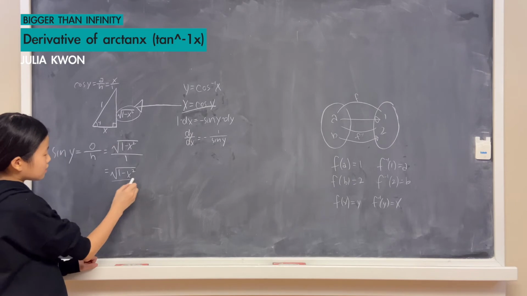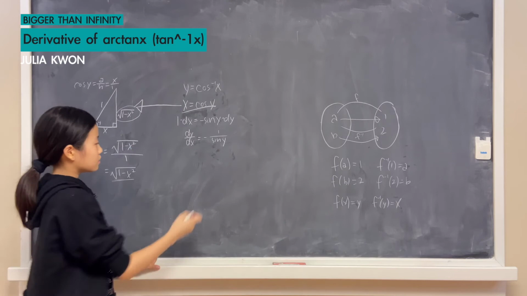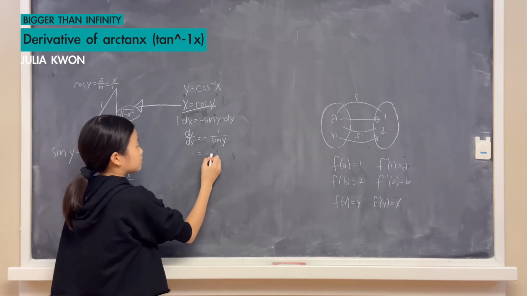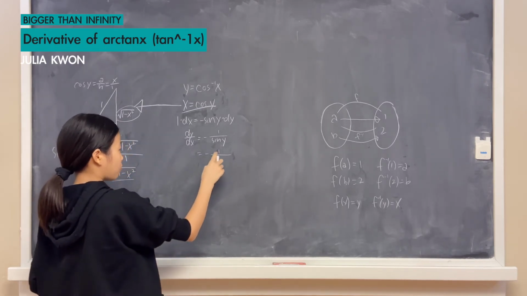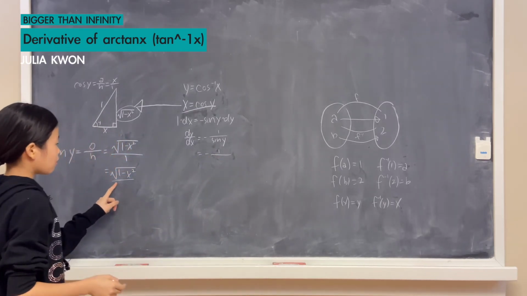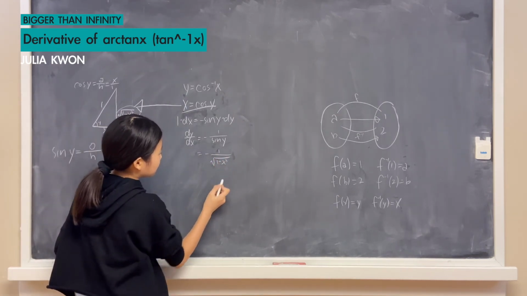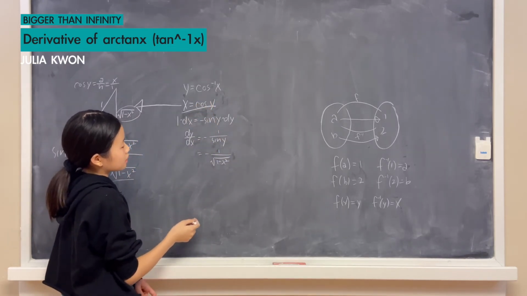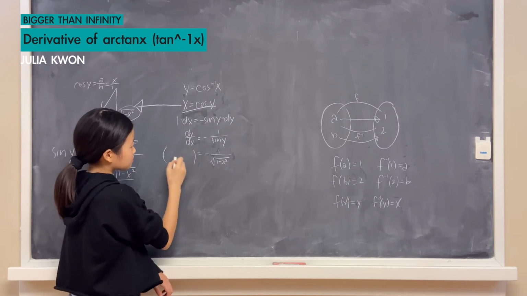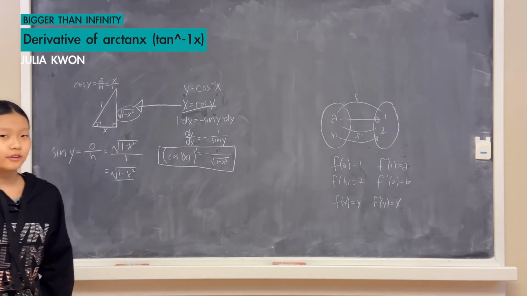Now we can just substitute this into the sine y here. So dy over dx is equal to minus 1 over square root of 1 minus x squared. And so we now found the derivative of the inverse of the cosine x. So now we found what we've been trying to solve for.